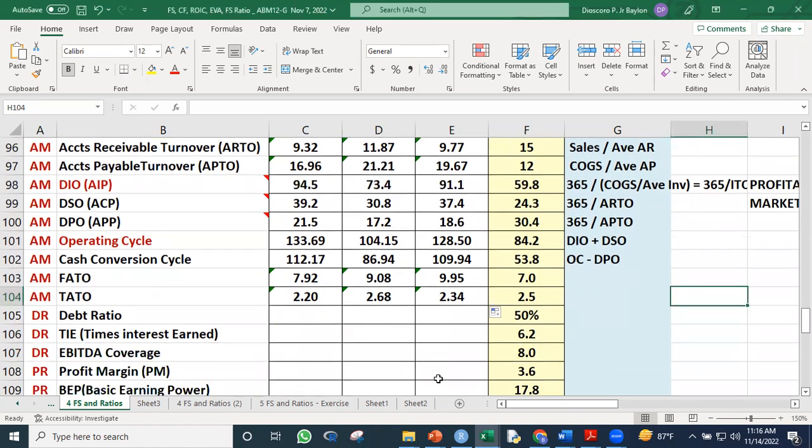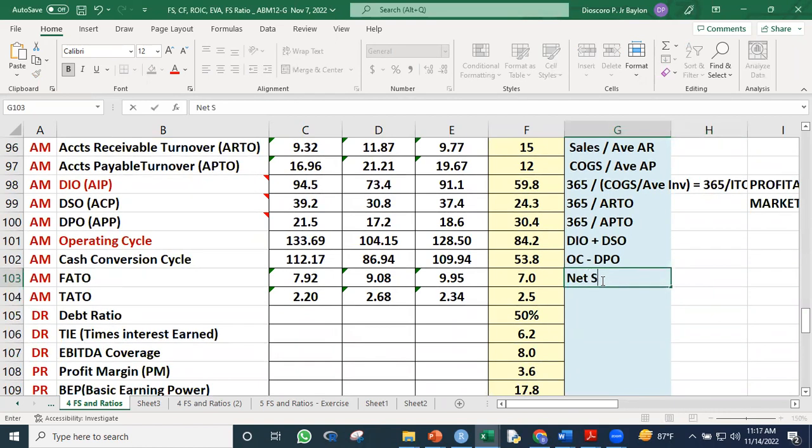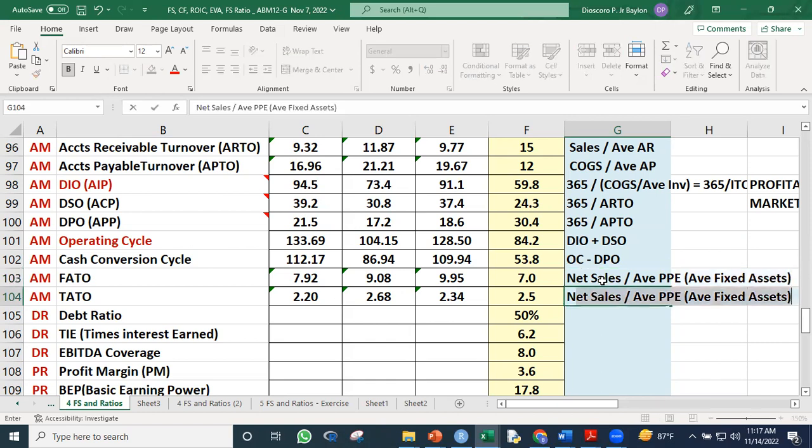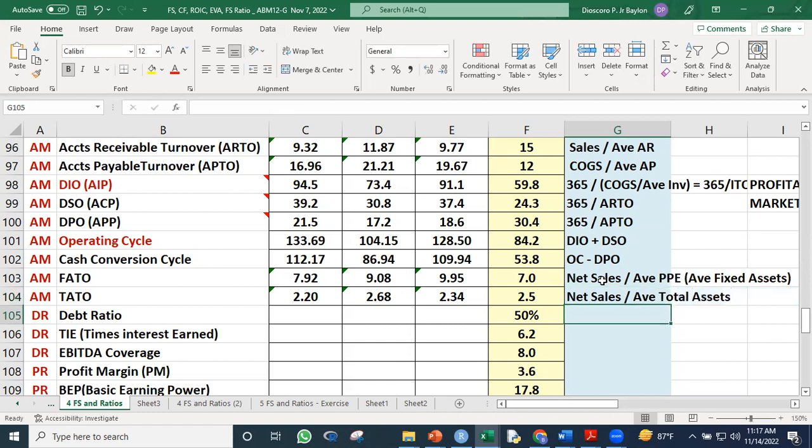All right. So we looked at the meaning of this. For example, let me write the formula here. It's net sales divided by average PPE, average fixed assets. This is your average fixed assets also, depending on the account being used by the company. And this one is net sales divided by total assets, the average total assets. Okay. So what does this indicate?